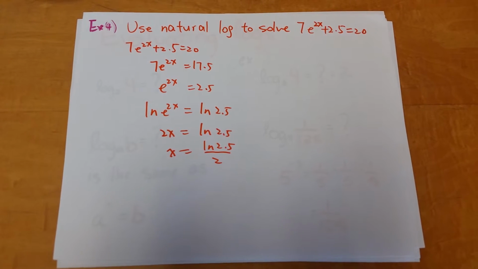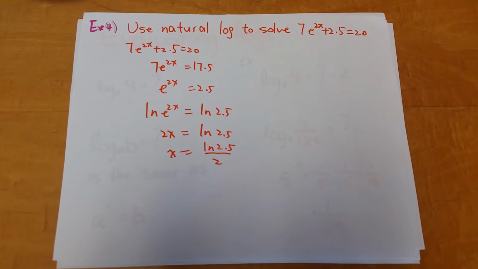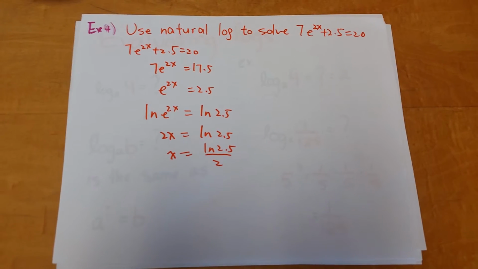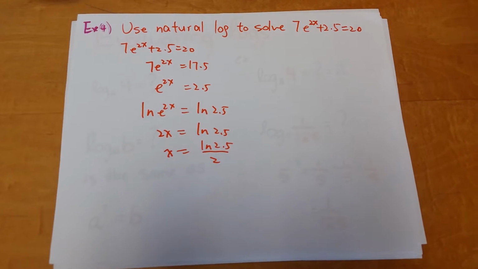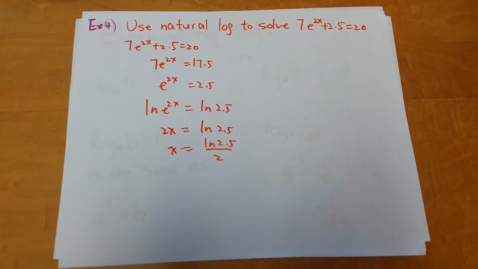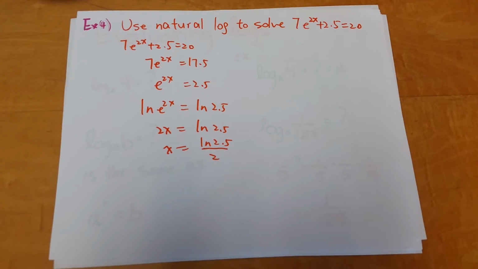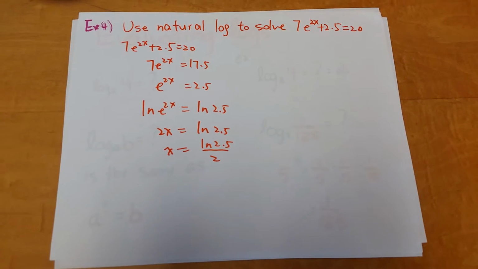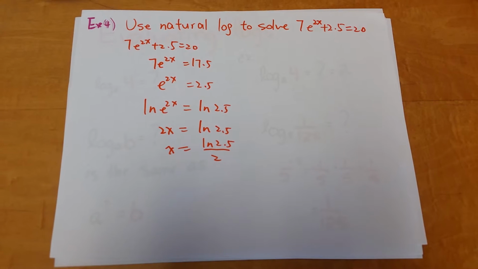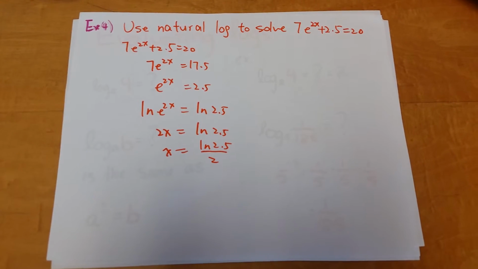Now, when you think about it, what power do you need to raise e to get e to the power of 2x? 2x, of course. So that simplifies into this. And then the other side, you just have the natural logarithm of 2.5. You can divide both sides by 2, and you get that x equals the natural logarithm of 2.5 divided by 2.